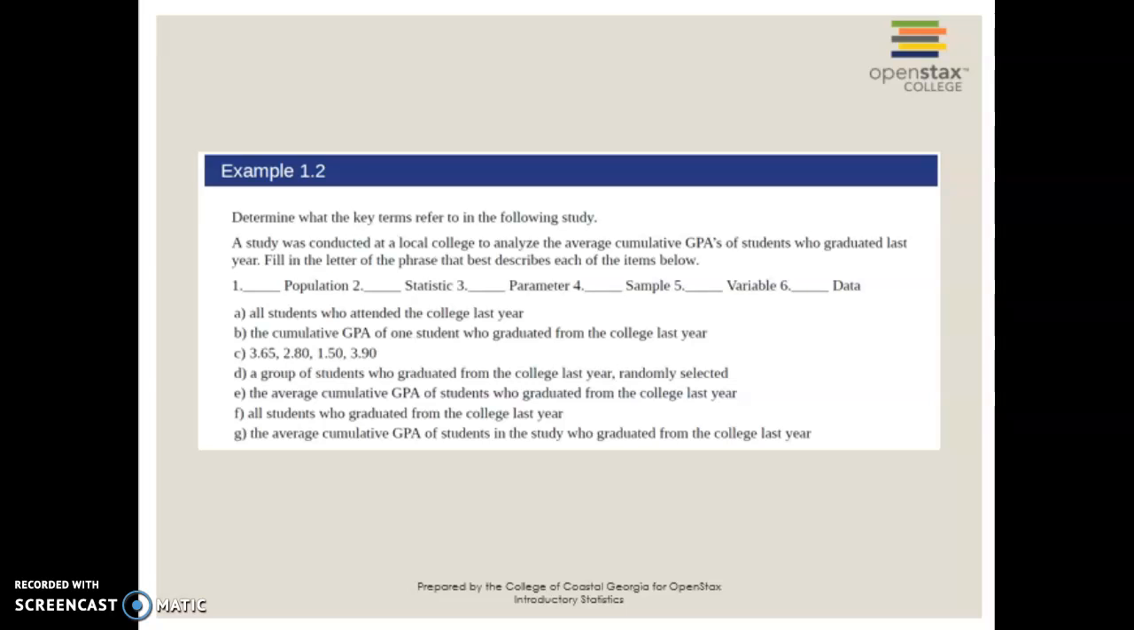Okay, here's another example. Determine what the key terms refer to in the following study. A study was conducted at a local college to analyze the average cumulative GPAs of students who graduated last year. Fill in the letter of the phrase that best describes the items below. Okay, number one, the population.